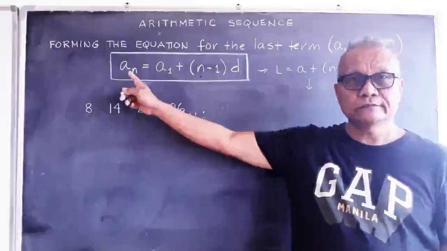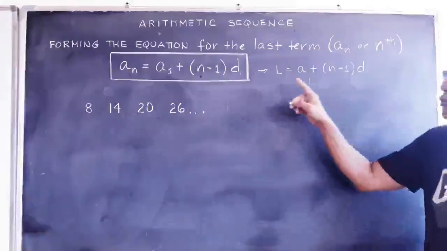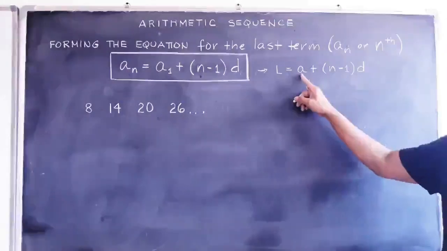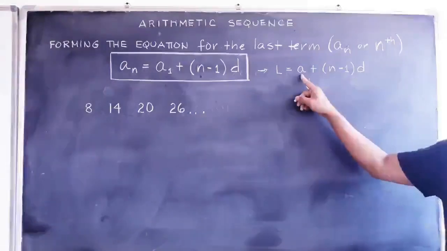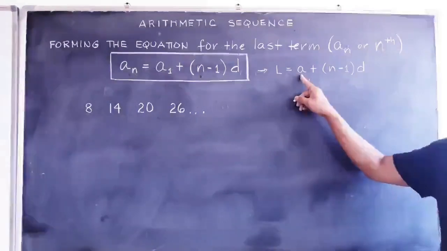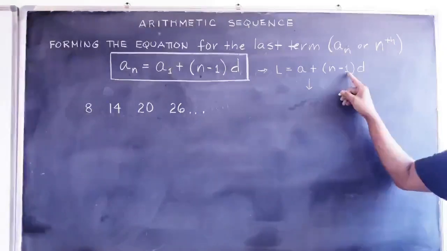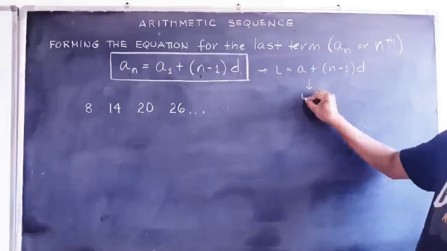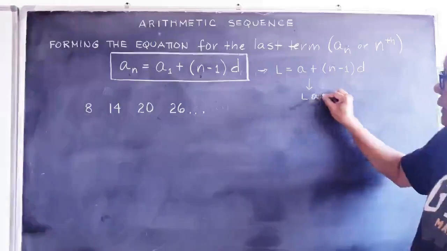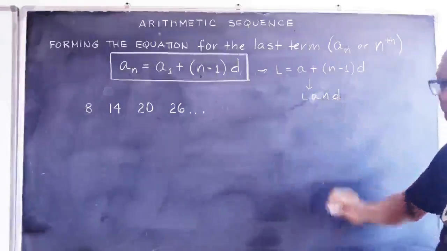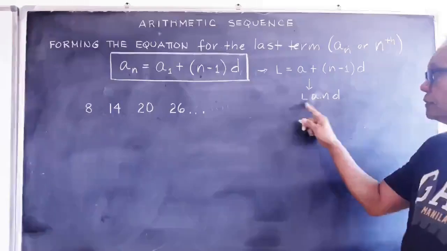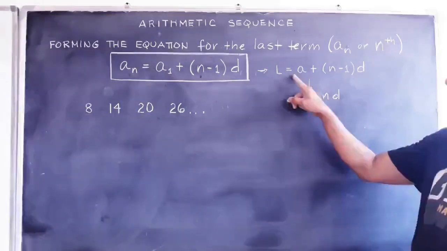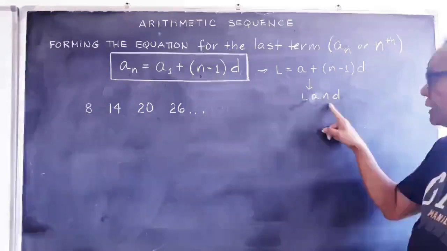Now, why not, instead of using the a sub n, we just change a sub n to L. And then a only, without any subscript. A is the first letter of the alphabet, so it's the first term. And then the same, n minus 1 times the difference. Because in your class, it's written with a and d. It's l sub n.